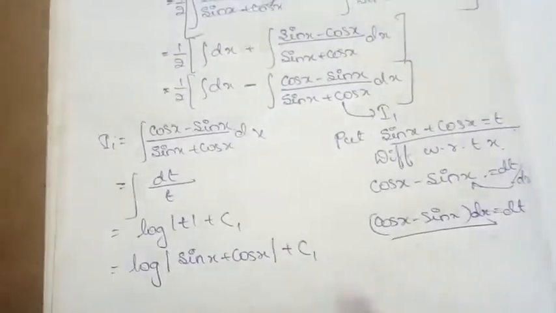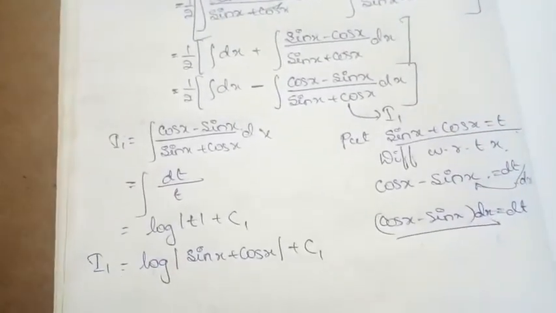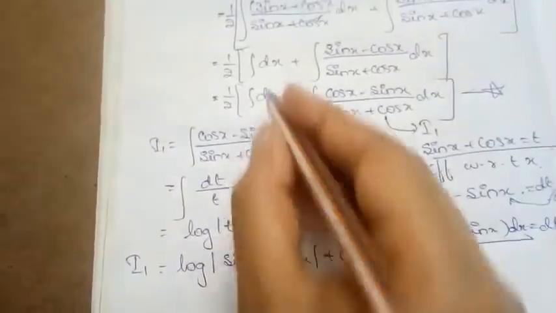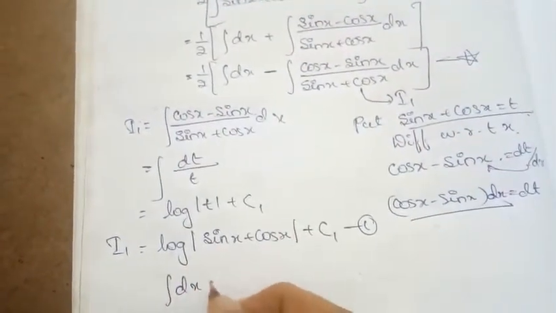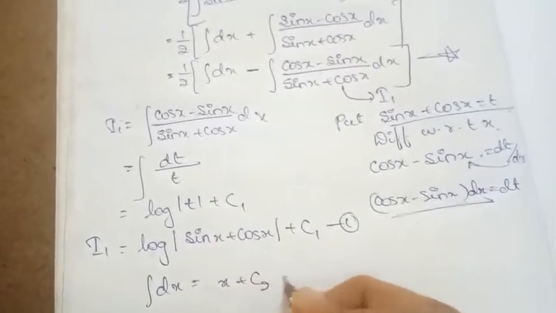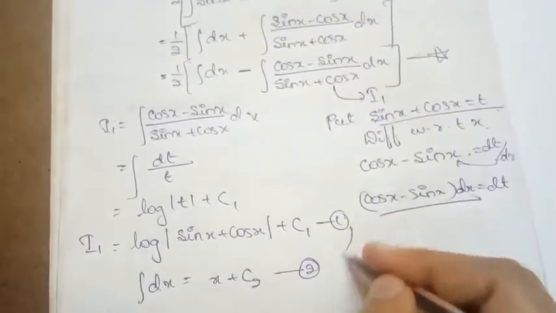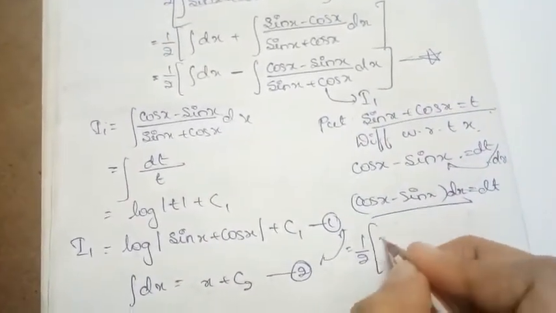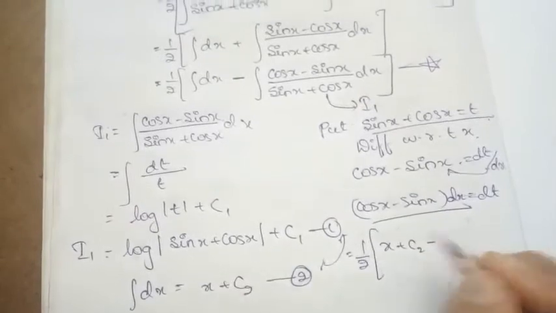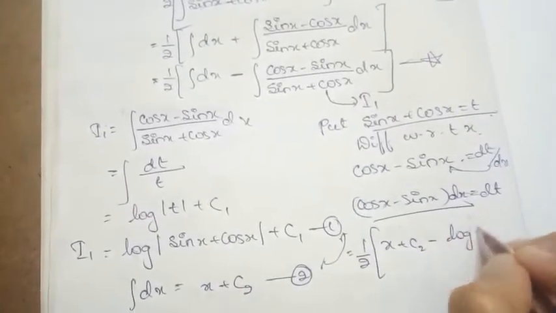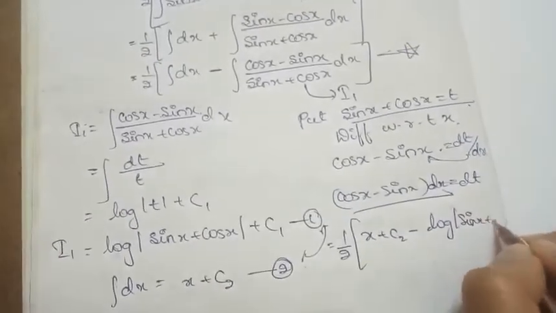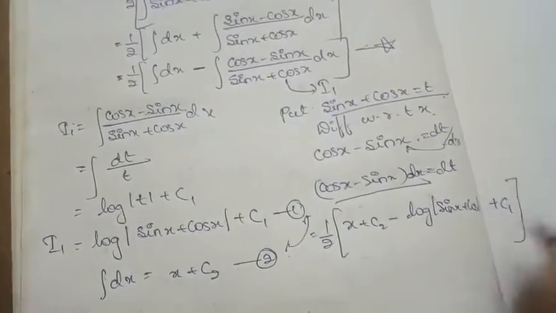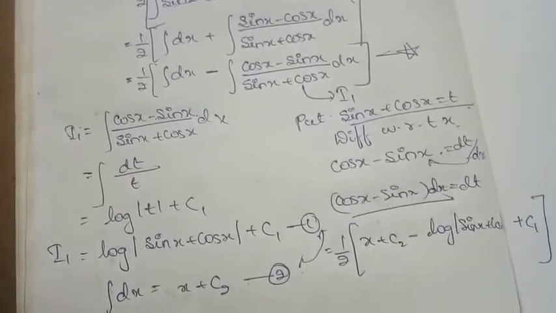I am calling this constant C1. So I got the value of I1 as log of mod sin x plus cos x plus C1. I'll call this equation 1, and this one the star. And this one, I am considering the integration of dx, which is equal to x plus C2. I am calling this equation 2. Now I am substituting 1 and 2 in the star. It becomes 1 by 2 of x plus C2 minus log of mod sin x plus cos x plus C1. I got it like this as the answer.